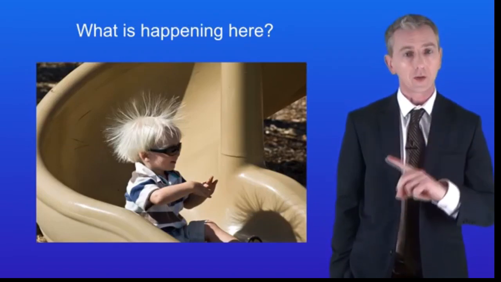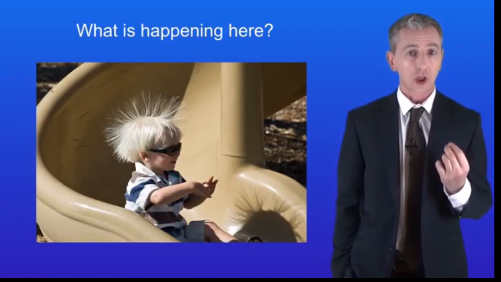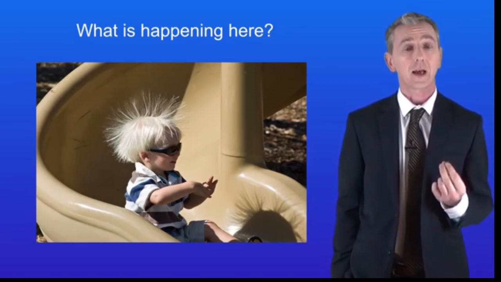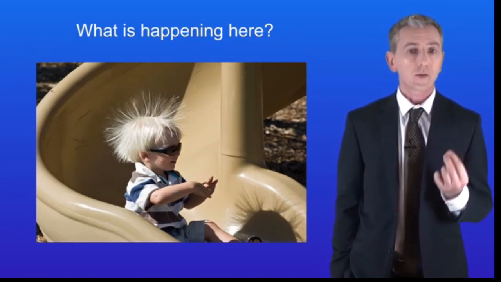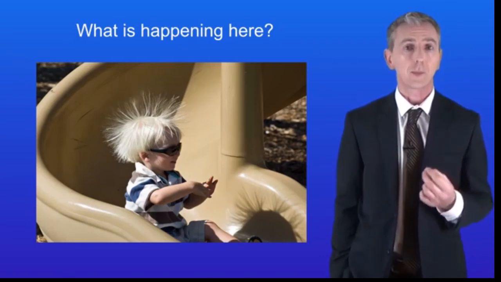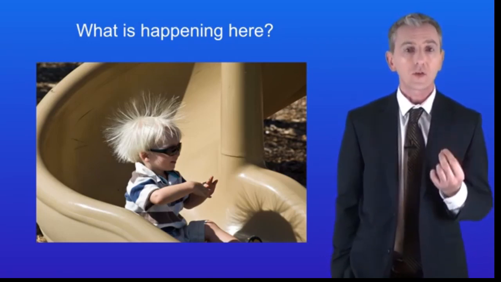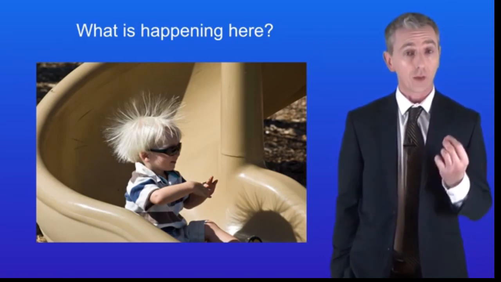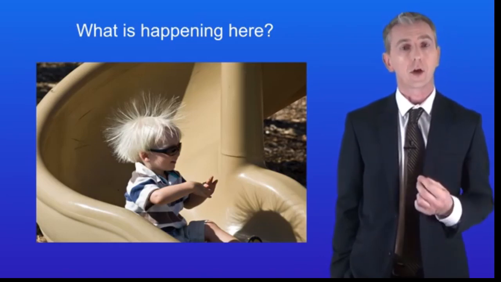Okay, take a look at this picture. This shows a child moving down a plastic slide in a park. And you can see that his hair is all sticking out. So the question is, what is happening here? Well, this is due to static electricity, and this is what we're going to explore in this video.